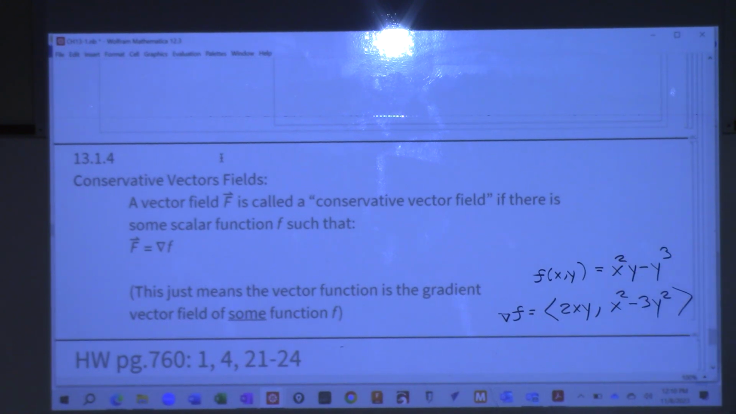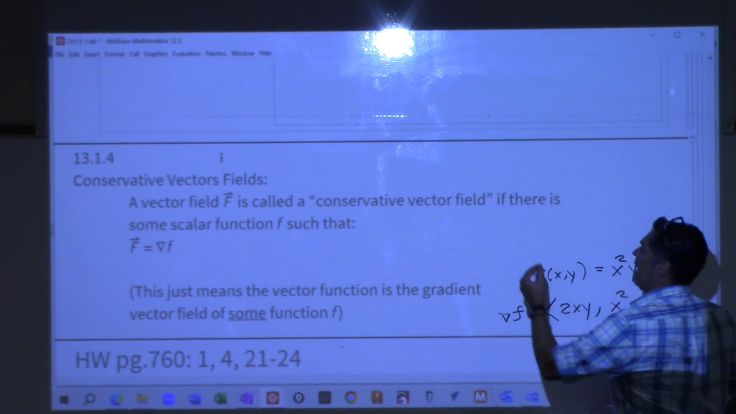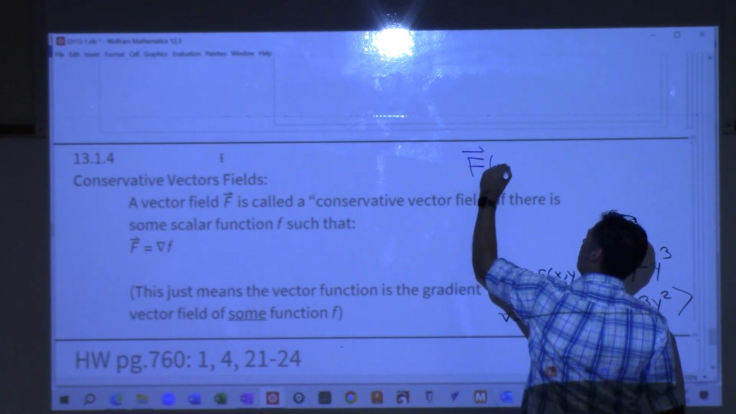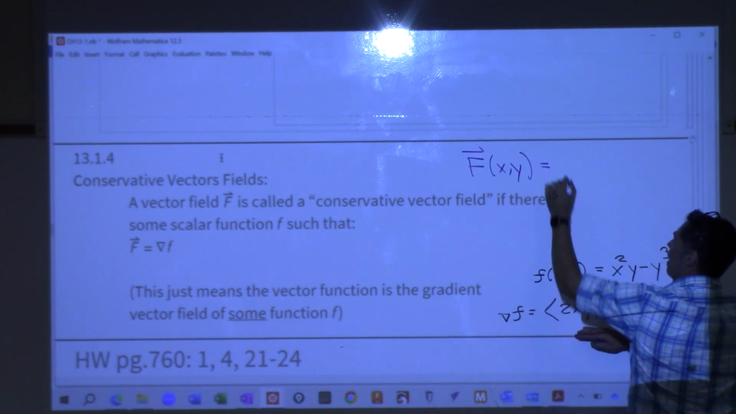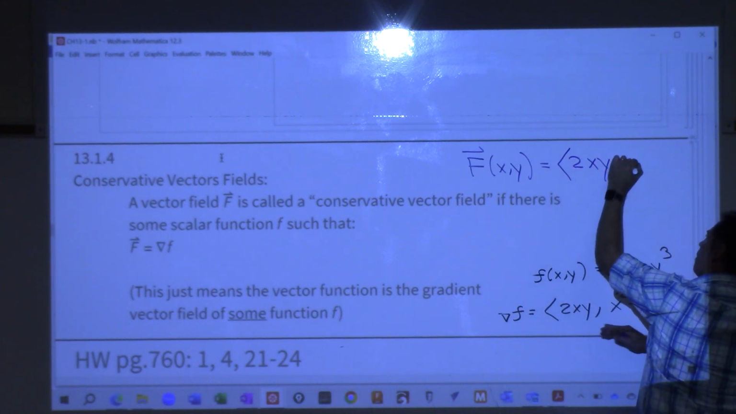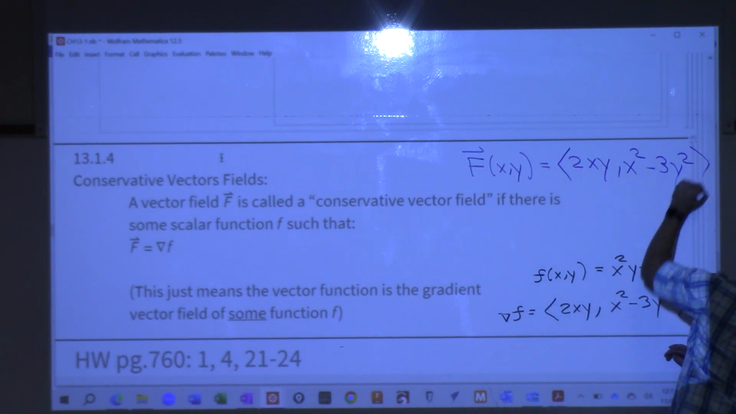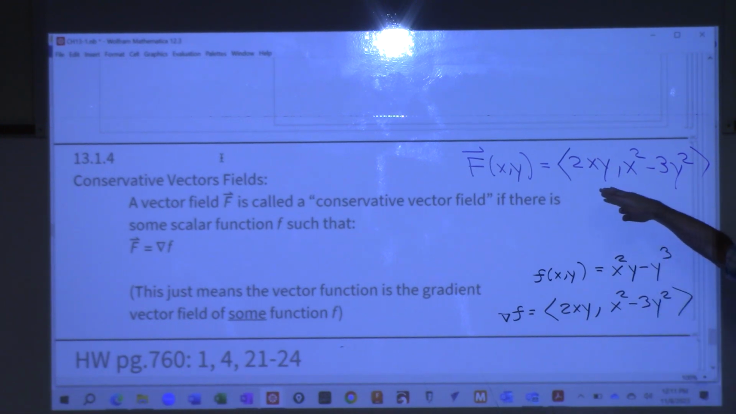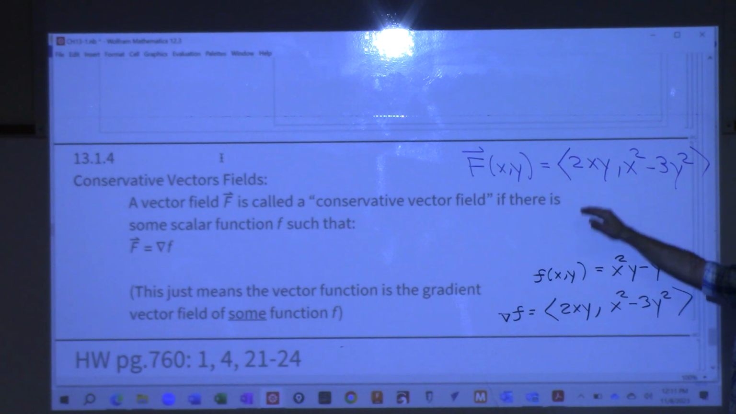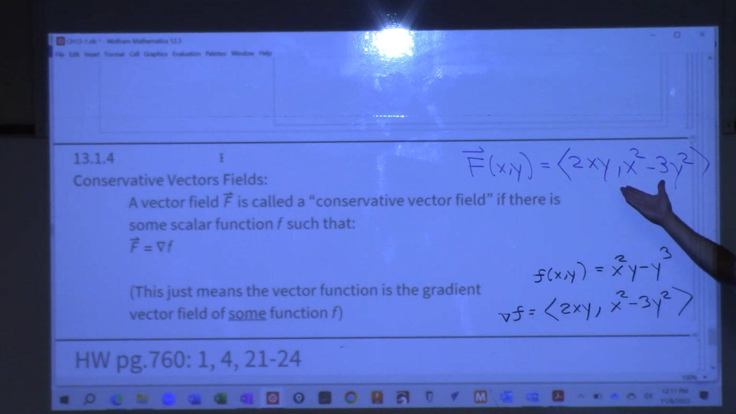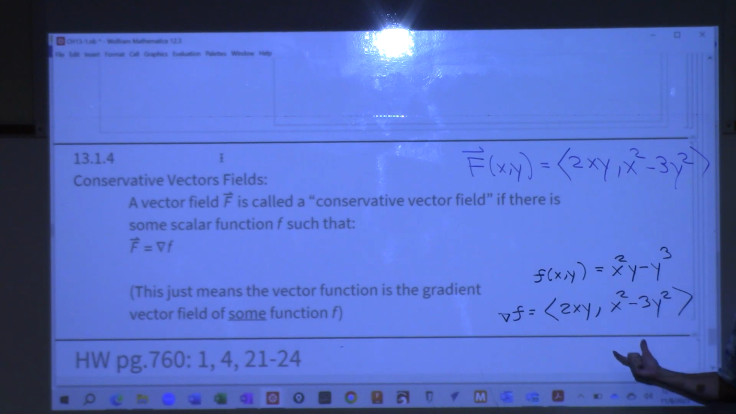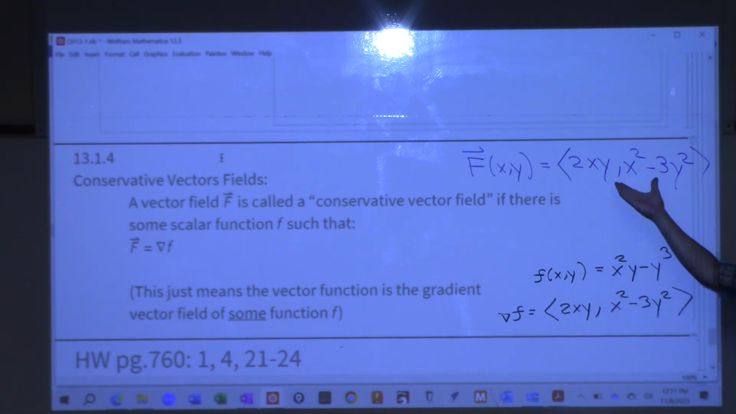What this note says is, if somebody hands you a vector field. So what if I came in here and said, hey, everyone, look at this vector field, and I gave you this vector field right here. And I said, is this conservative? You would say yes. Why is it conservative? Because where does it come from? It comes from the gradient of some scalar function, right? If a vector field is the gradient of some scalar function, then it is called conservative.